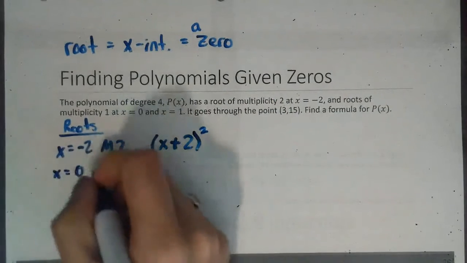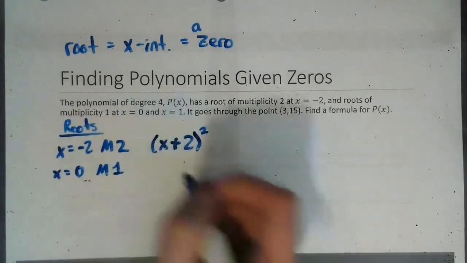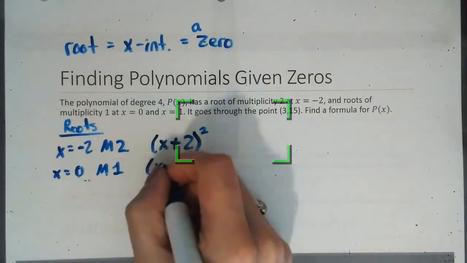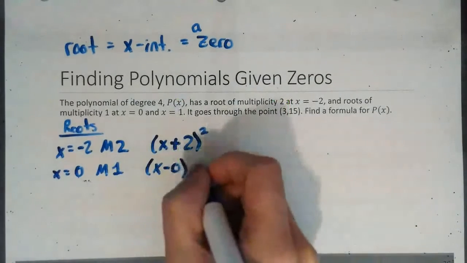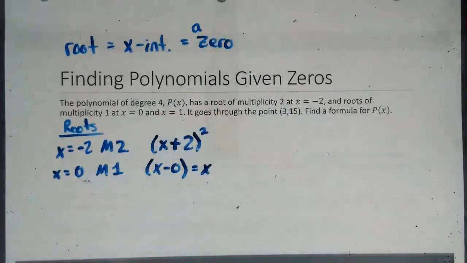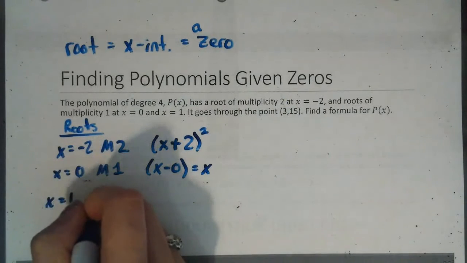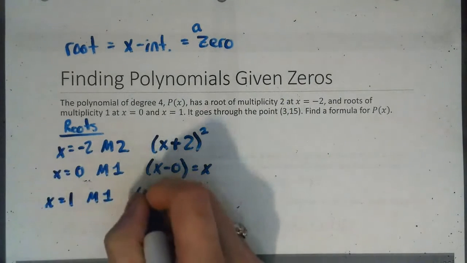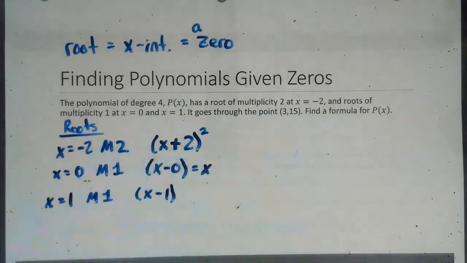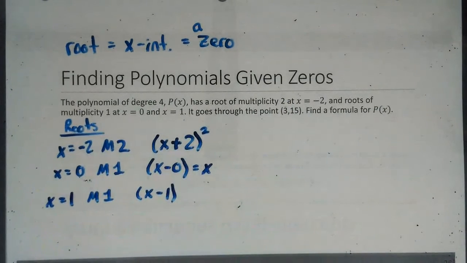At x equals 0, we have a multiplicity of 1. So in my formula, I'm going to have x minus 0 to the first power. So that just means x. At x equals 1, we have a multiplicity of 1. So we will have x minus 1 also to the first power, but that doesn't simplify.